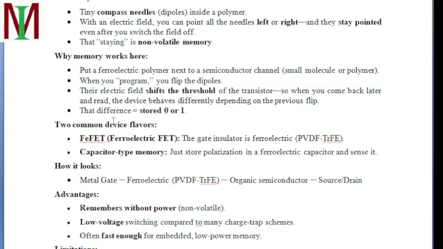Now, why does memory work here? We put a ferroelectric polymer next to a semiconductor channel, which is a small molecular polymer, and when we program it, we flip the dipole. We flip the charges to one side, so all the molecules flip to one side. The electric field shifts the threshold of the transistor, so that when we come back later and read, the device will behave differently depending on the previous flip. That means we have stored 0 or 1. That difference is called 0 or 1.